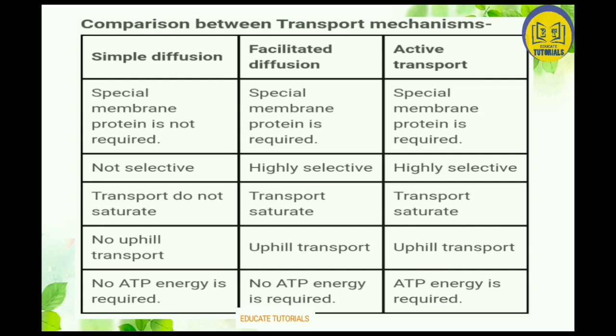In simple diffusion, there is no need of ATP energy, and in facilitated diffusion there is also no use of ATP energy, but active transport uses energy for transportation from low to high concentration, because it is uphill transportation.